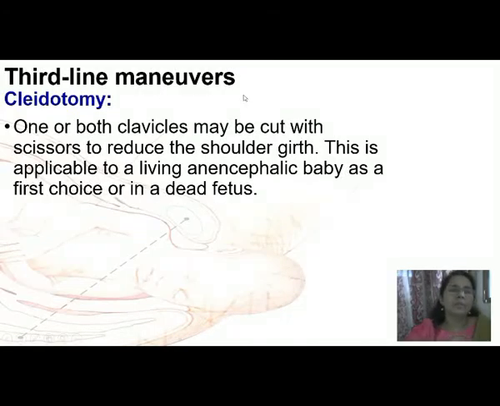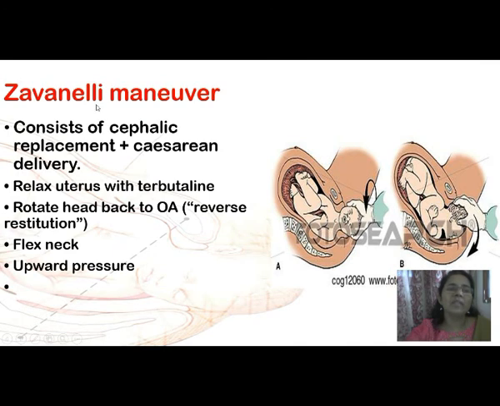Third line maneuvers. Cleidotomy: one or both clavicles may be cut with scissors to reduce the shoulder girth. This is applicable to a living anencephalic baby as a first choice or in a dead fetus. If the baby is anencephalic, living or dead, and if the baby is a dead fetus, we also use this method. Next is the Zavanelli maneuver.